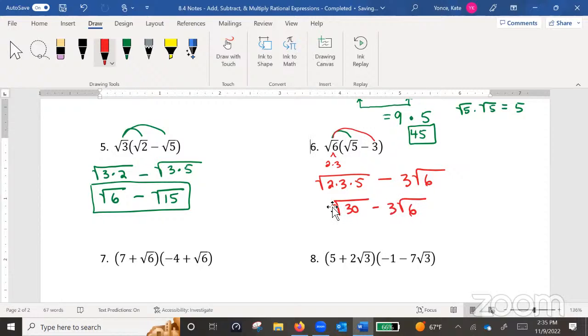Both the square root of 6 and the square root of 30 are all simplified, right? We checked them. Nothing to circle here. 6 is 2 times 3. Nothing to circle there. So now what? Yeah, they're not like terms and they're both simplified. You definitely check to make sure they're simplified because sometimes they can become like terms when you simplify them.